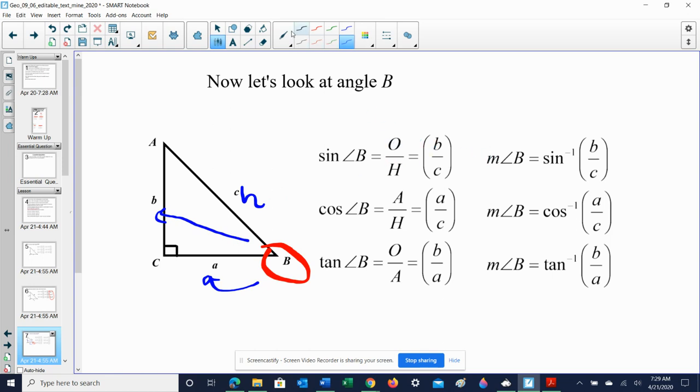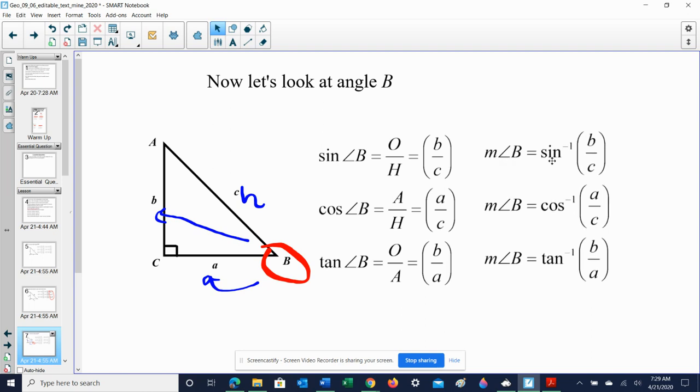So the sine of angle B is equal to B over C. Cosine is A over C. Tangent is B over A. More importantly for today, the measure of angle B is the inverse sine of B over C, or the inverse cosine of A over C, or the inverse tangent of B over A. So let's take a look at that with some numbers as well.